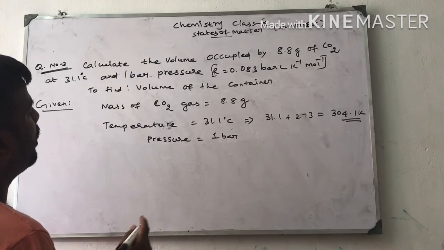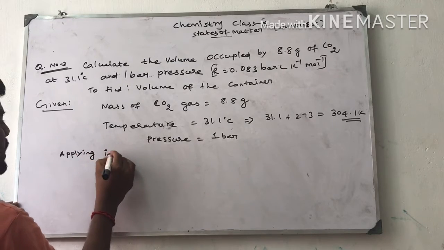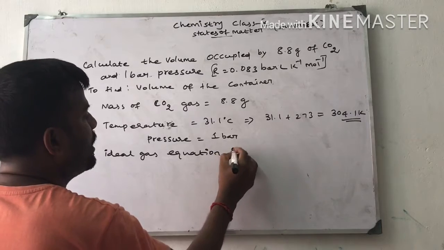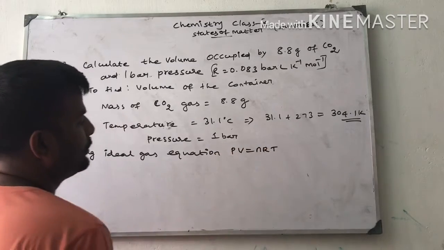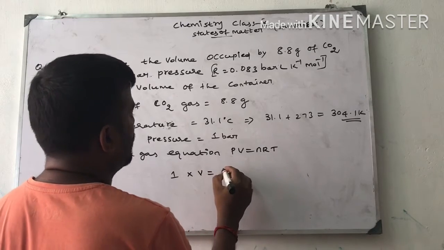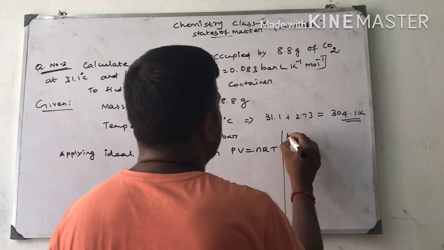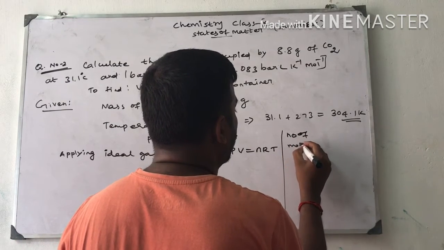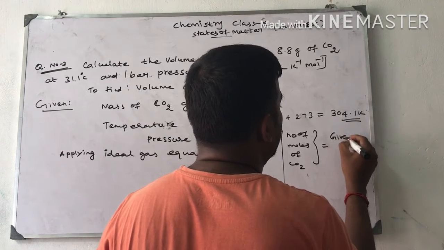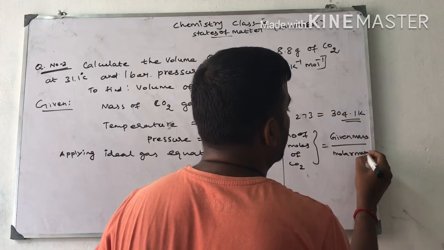So these are the terms given. What do they want? Volume. So applying the ideal gas equation here, PV is equal to nRT. P is 1 bar, volume we don't know. n is equal to number of moles. For that we have to find the number of moles. Number of moles of CO2 is equal to given mass by molar mass. This we have to find.